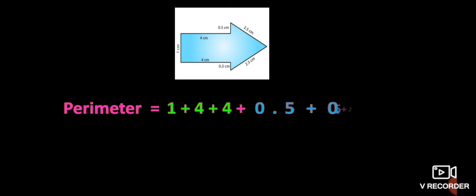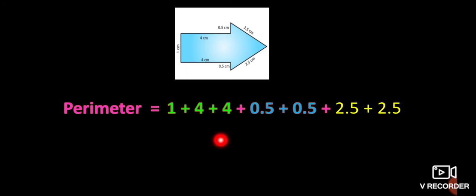Another one, another shape. Here you can see a shape like an arrow, 4 centimeter, 4 centimeter and 1 centimeter. Then this length is a small length 0.5. This opposite is also 0.5. This is 2.5, 2.5. For finding the perimeter, we have to add all the numbers. 1 plus 4 plus 4. What is 1 plus 4 plus 4? That is 9.